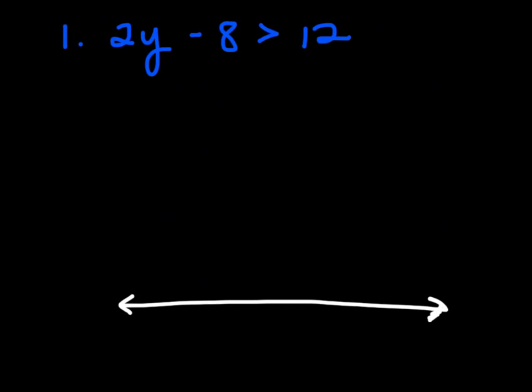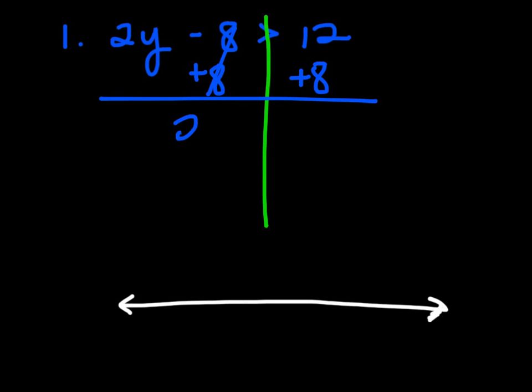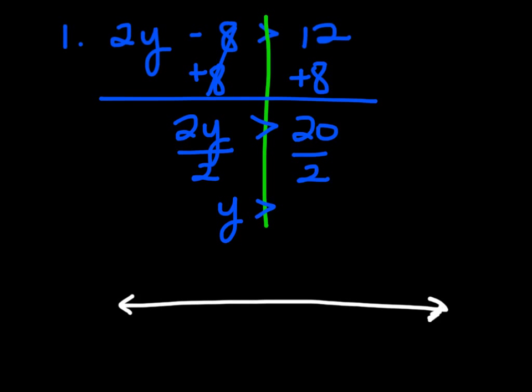All right, so to solve number 1, I solve just like I would solve any equation. So I'm going to start by drawing this line down the middle, and I've got to solve for y, so moving everything away from the y. I'm going to start by adding 8 to both sides here. That's going to cancel the 8's out, so I have then 2y is greater than 12 plus 8, which is 20. And then to finally solve for y, I would divide by 2, so y is going to be greater than 10.